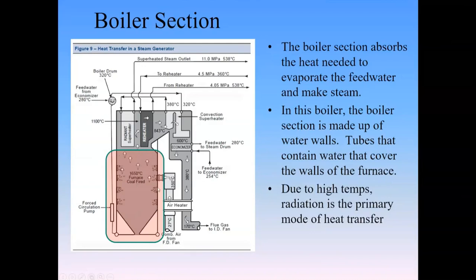Okay, and our furnace, what basically we have is a bunch of fuel that's burning, and it's going to be extremely high temperature. And so when we have extremely high temperatures, radiation is going to be our number one heat transfer mechanism. And so in here, basically what we would have is heat transfer by radiation from our furnace and the fuel that we're burning to the walls of this boiler. And those walls would be used to absorb heat in this case.